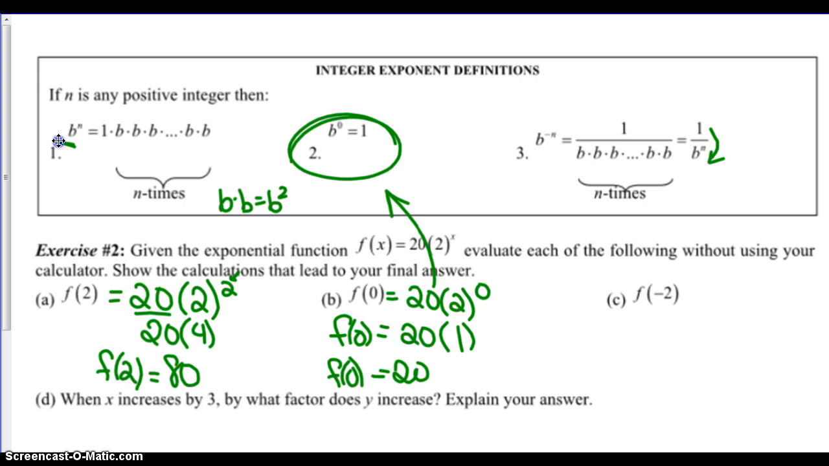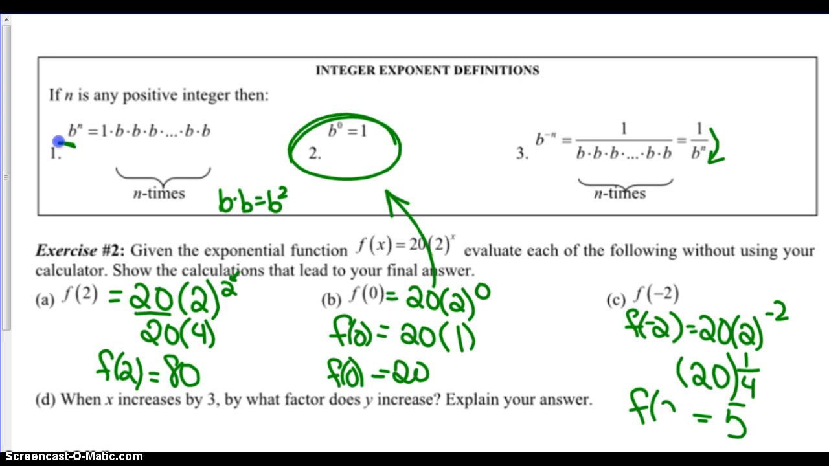And then lastly, we have the negative exponent. So f of negative 2 equals 20 times 2 to the negative 2. Dealing with that first, 2 squared is 4, and then the negative brings it downstairs, so that's 1/4. And then 20 times 1/4 is 5.